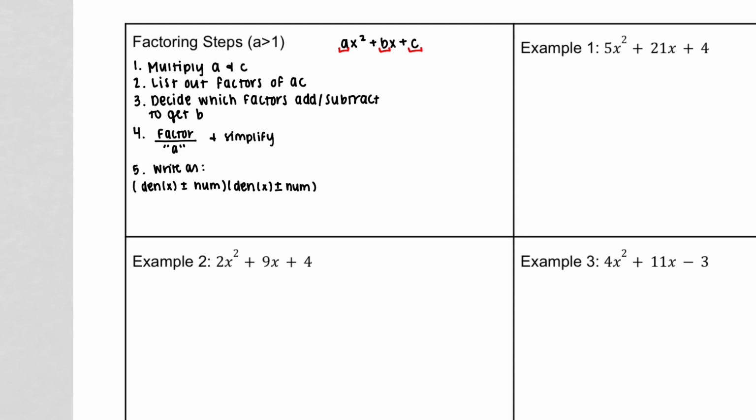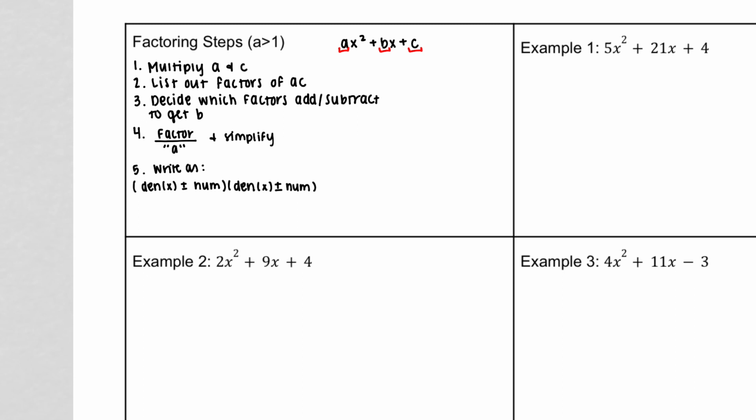Now the second type of factoring we have is when the a value isn't 1, when it's a number bigger than 1. Your steps are still going to stay the same, so I am going to write those out, and then we'll do two examples together. So like I said, your steps are still the exact same. Multiply a and c, list out those factors, decide what we're adding and subtracting to get the middle term b. We're then going to take each factor divided by a and simplify the fraction, and then we're going to write it out in the two parentheses.